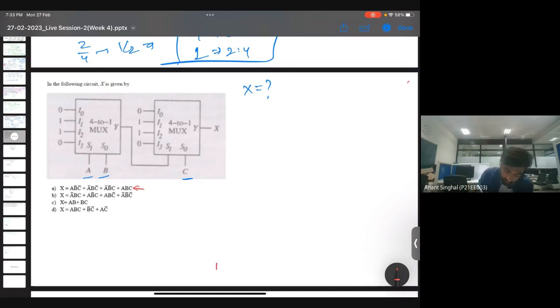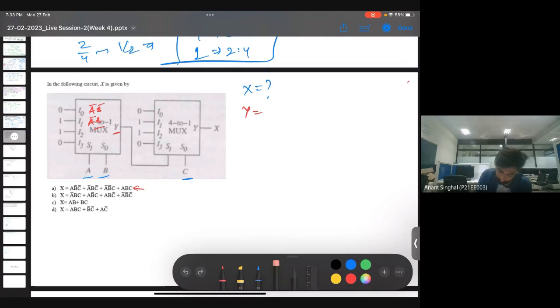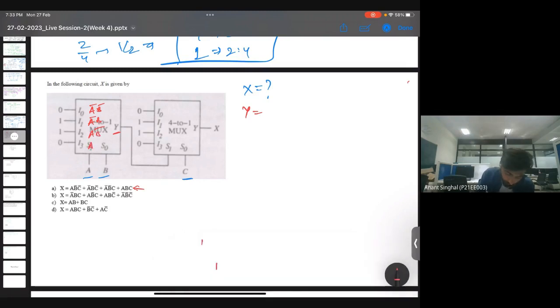So for the first, which is Y, I'm calculating for Y. It is nothing but A bar B bar, A bar B, A B bar, and then A B. So Y will be nothing but A bar B plus A B bar, and then it is applied to one of the select lines. Sorry, A bar B plus A B bar.